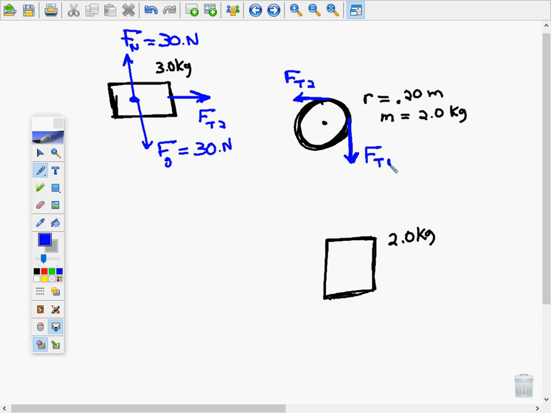And then whatever Ft1 is, it's going to be the same on this object. Again, not canceling out because they're acting on different objects. And then this object over here also has its weight force pulling it down. Fg equal to 2 kilograms times 10 meters per second squared, and that would be 20 newtons.